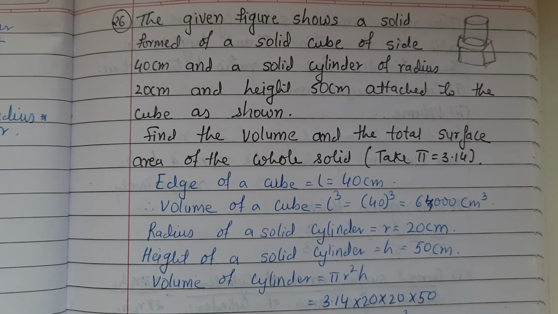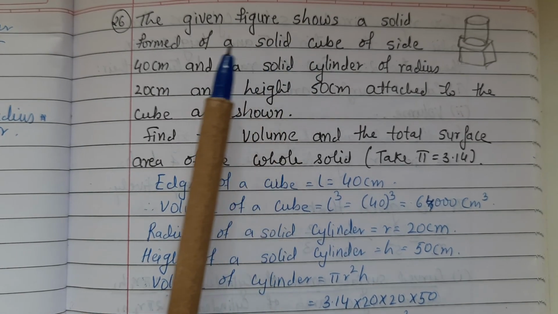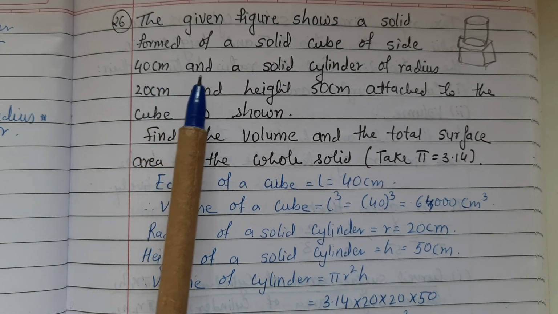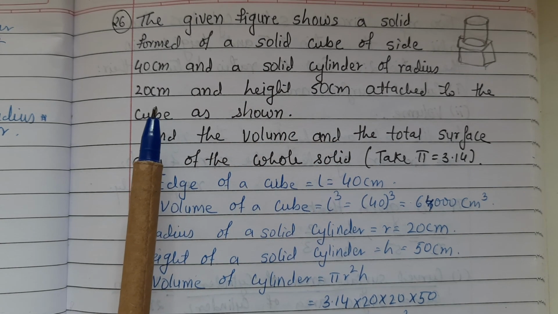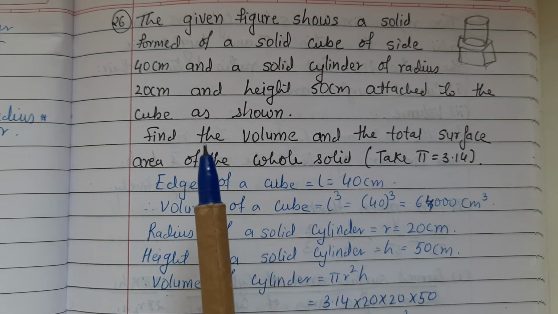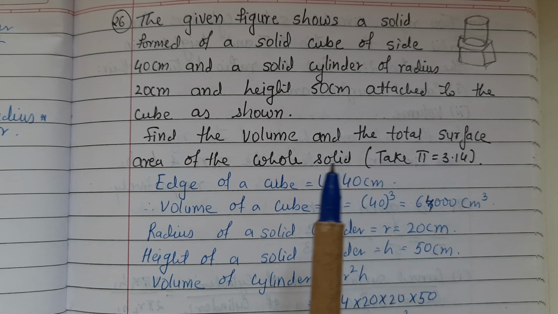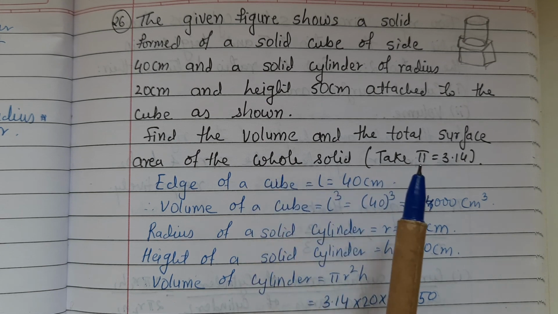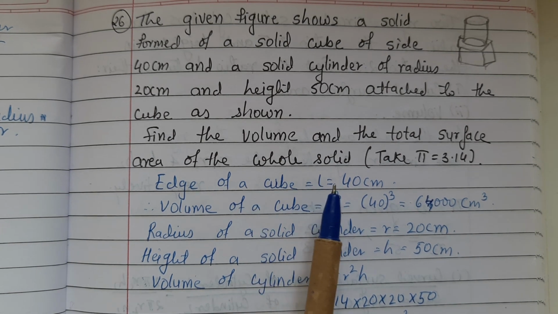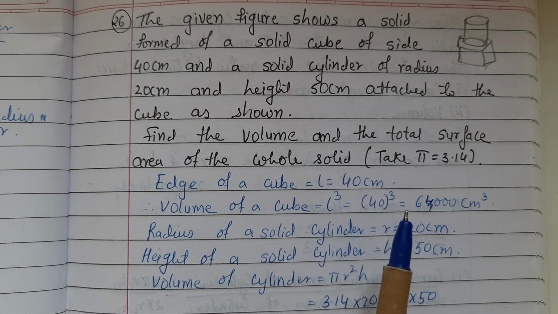Sum number 26. The given figure shows a solid formed from a solid cube of side 40 centimeter and a solid cylinder of radius 20 centimeter, height 50 centimeter attached to the cube as shown. Find the volume and total surface area of the whole solid. Take pi equal to 3.14. Edge of the cube L equal to 40 centimeter. Volume of the cube is L cube, 40 cube, which equals 64,000 centimeter cube.